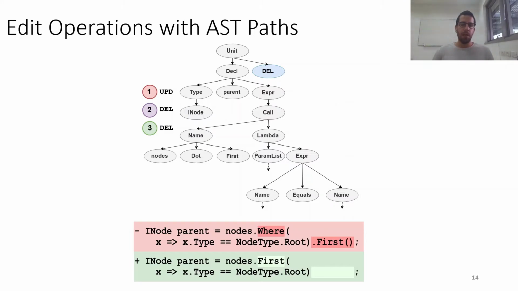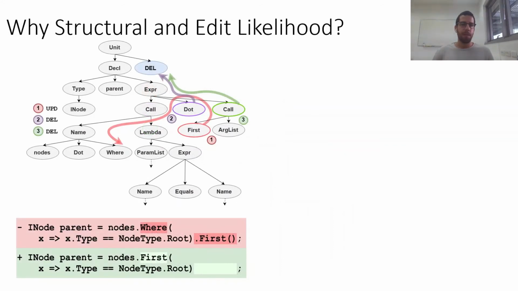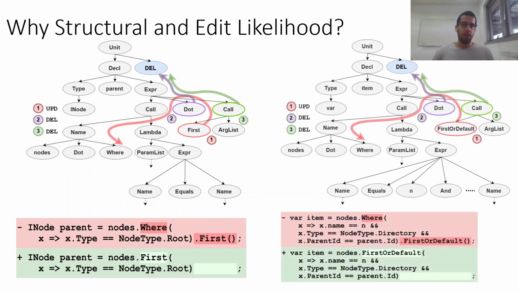This example shows how we can represent structural edit operations by using AST Paths. Representing edits as paths allows a learning model to generalize well across different examples. In this example, we can see how two different edits are represented almost identically when using the structural representation of code and edit likelihood modeling.